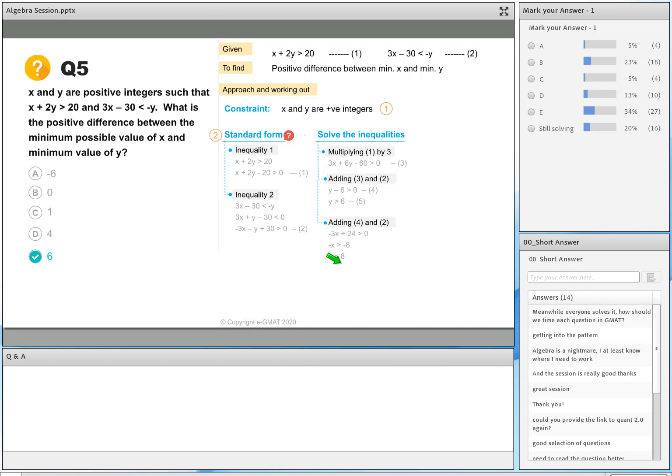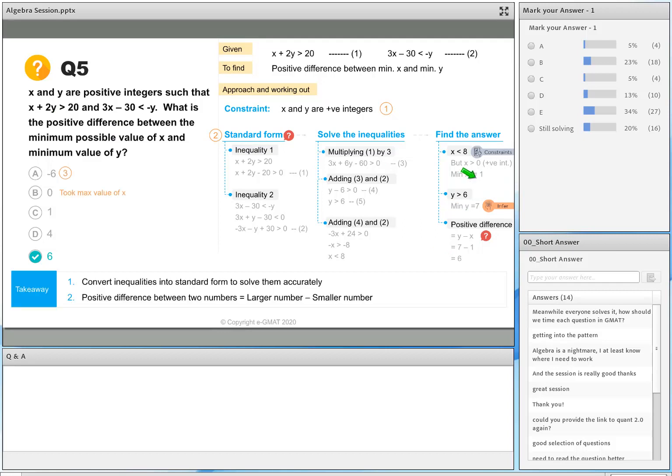Overall, since I want the minimum possible values, if y is greater than 6, it has to be 7 at the very least. And if x is less than 8, well, less than 8 could go as small as I want to. But thankfully, I have this constraint that x is a positive integer. So the minimum that I can go to is 1. With this now I have both of my minimum values and I just wanted the positive difference. So it's the big one minus the small one. So it's 7 minus 1, which gives me 6.